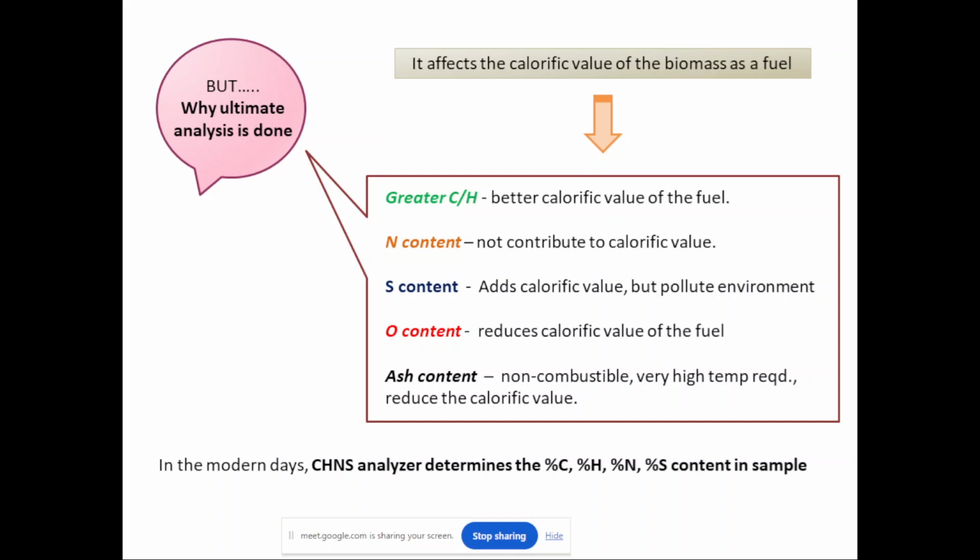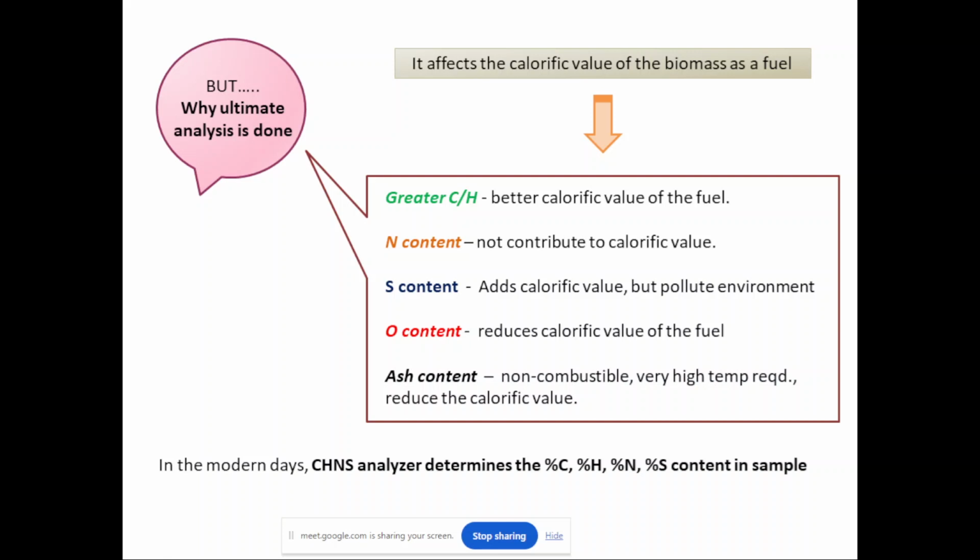After that, we come to your ash content. As I said previously, ash content is nothing but the inorganic constituent present in your biomass sample. In order to make the inorganic constituents combustible, the temperature you have to achieve will be very high. That may not be possible with the temperatures or equipment that we use now.